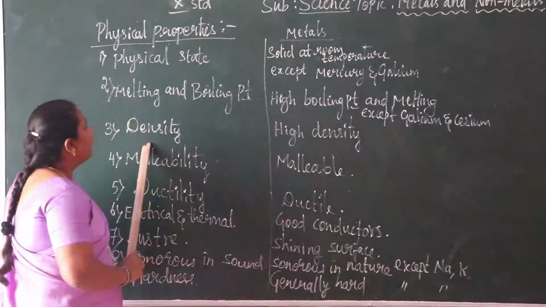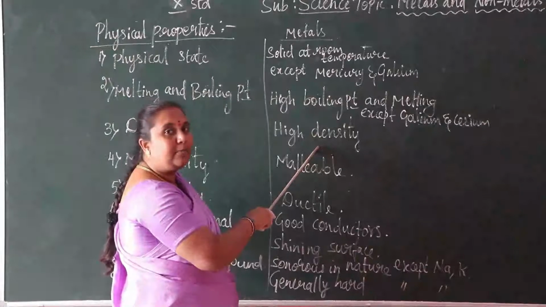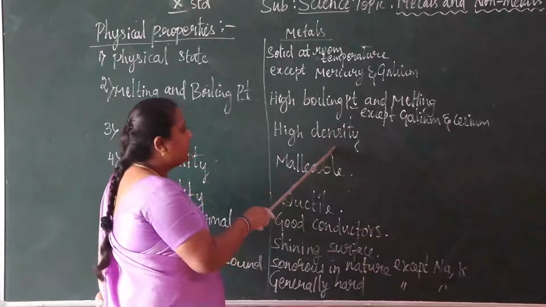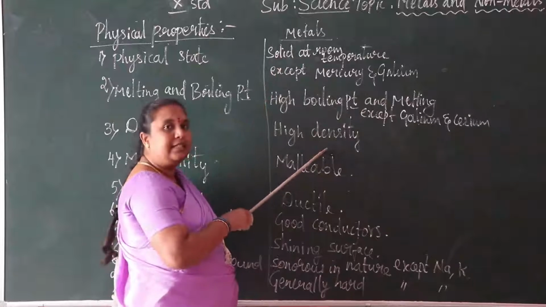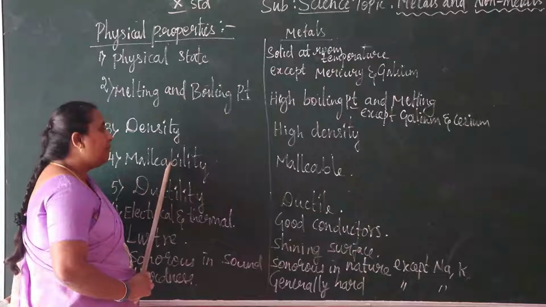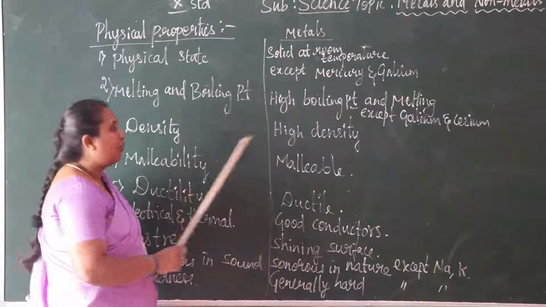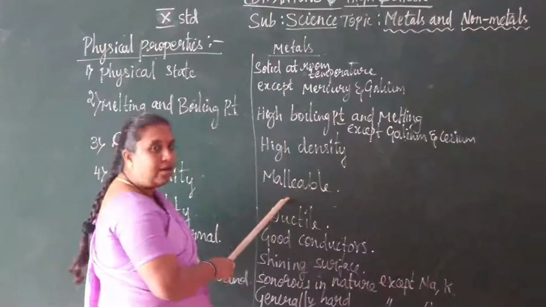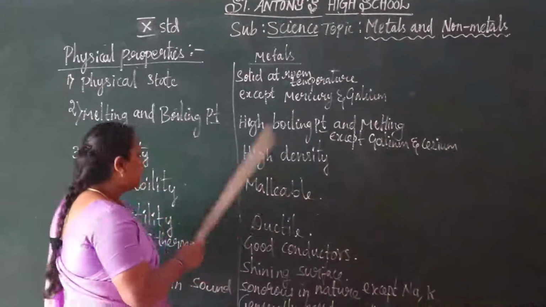Okay, and the density of metals is high. Why? Because solids always have high density. Okay, and then malleability. The property of malleability means it can be beaten into thin sheets. So we can say metals can be beaten into thin sheets, so we can say it is malleable.